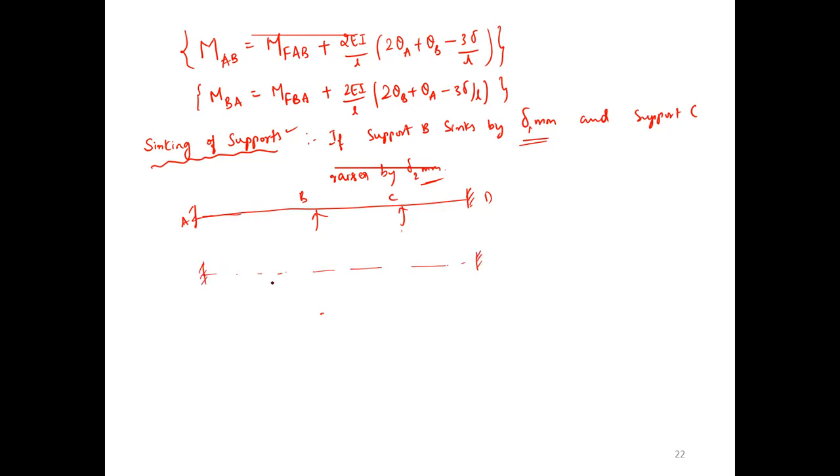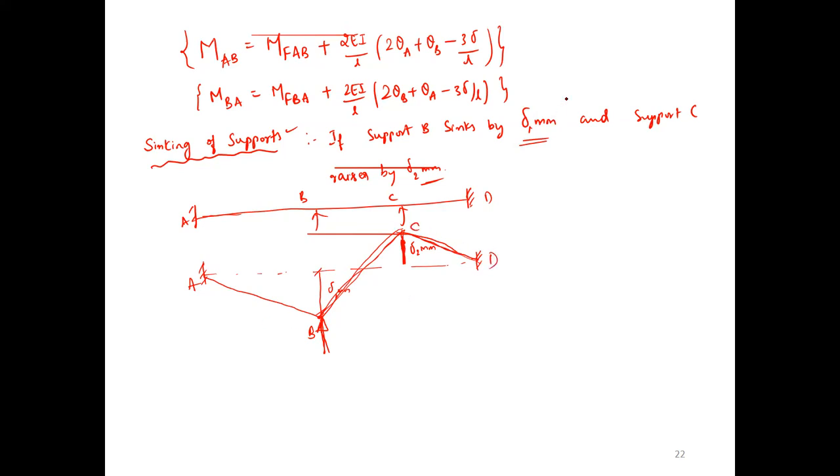Now A and B points: B sinks by delta 1 mm, so the beam will come to here. Here we have a simple support. So this is B, A at the same level. But C rises, not sinks, rises by delta 2 mm. Now I'm joining at the delta 2 point and it comes to the real position. So this is B point, this is C point and this is D point.